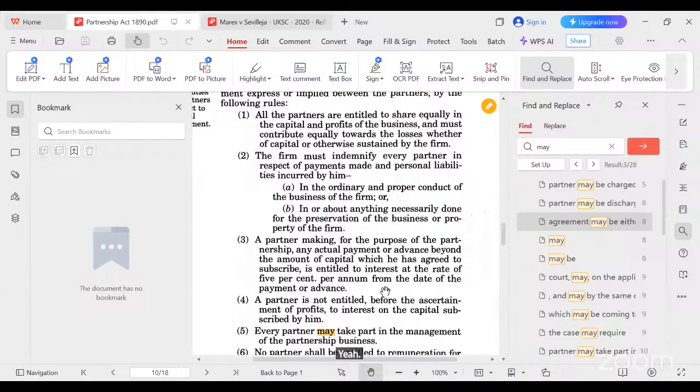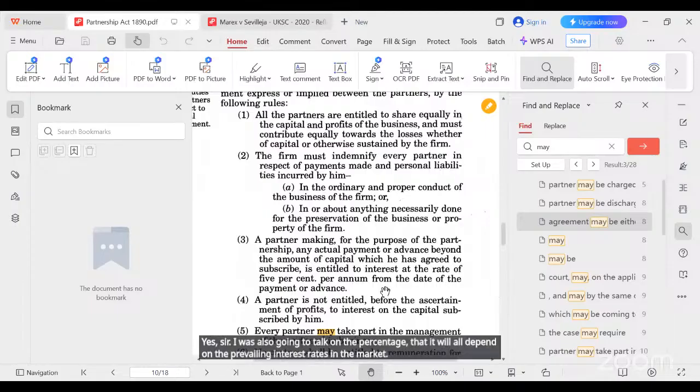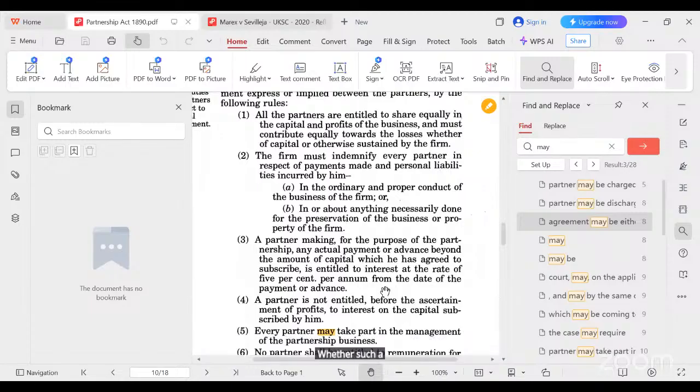Yes, there's another gentleman who is also trying to talk on this issue. Yes, sir. I was also going to talk on the percentage, that it will all depend on the prevailing interest rate in the market, whether such a partner is satisfied with that 5%, and such can be negotiated. And on that note, the percentage could be adjusted.